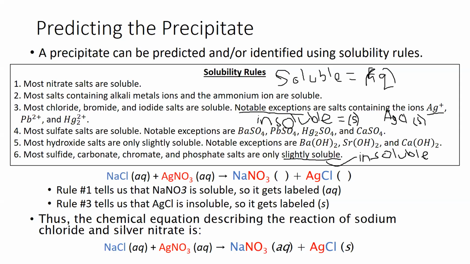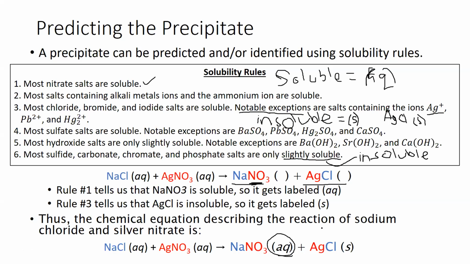So here, what we can do is look at our two products, right? Sodium nitrate and silver chloride. Rule number one says most nitrate salts are soluble, right? So as we look at rule number one, that tells us, well, we have a nitrate salt here, right? That's an ionic compound with nitrate. So that's going to be aqueous. So sodium nitrate should be aqueous. And so if you rewrite the equation, you're going to want to put in, oh yeah, sodium nitrate, that's aqueous, right down here, right?